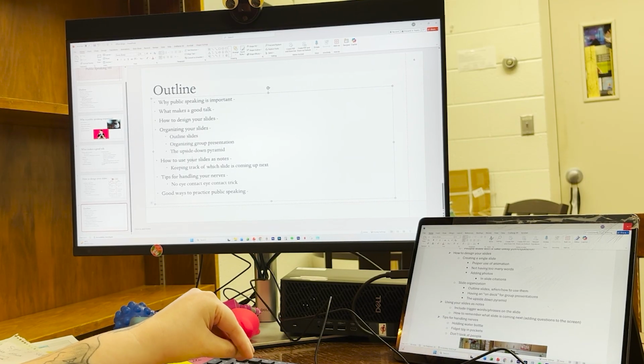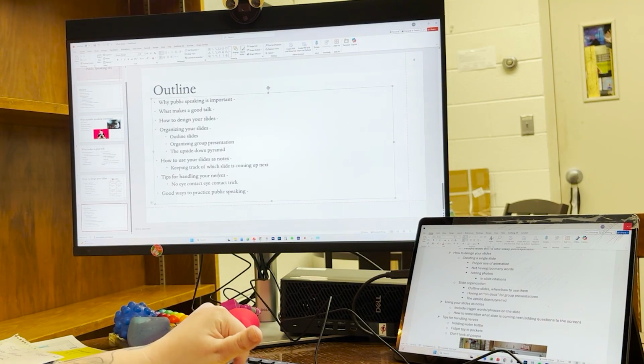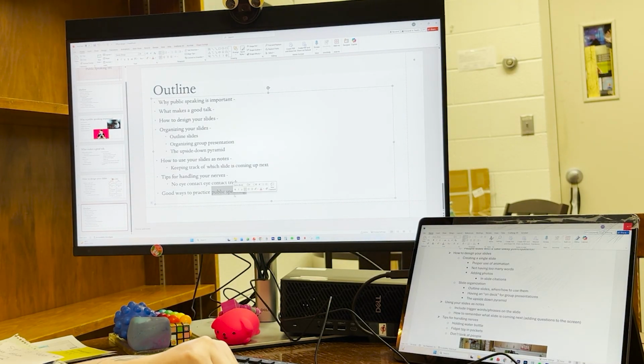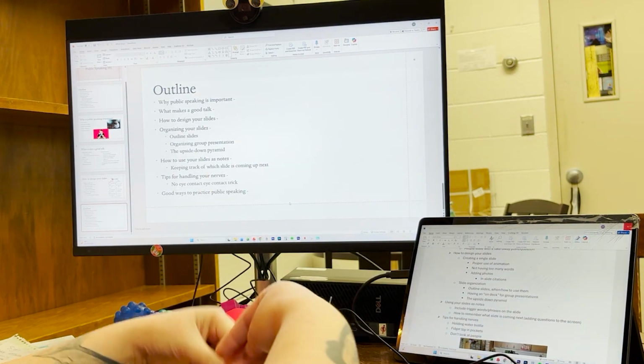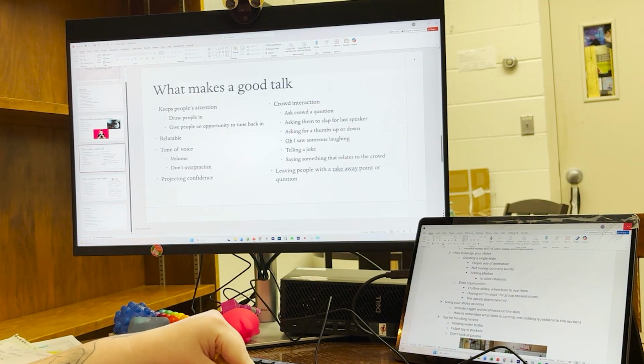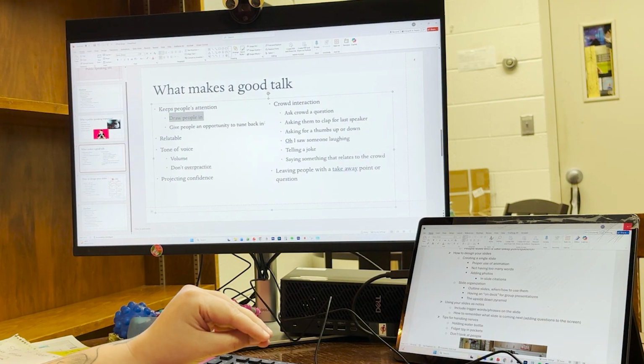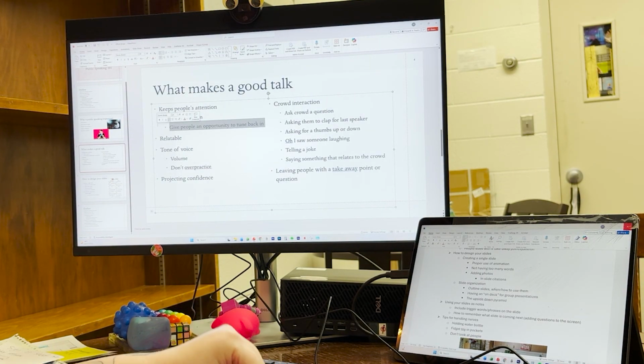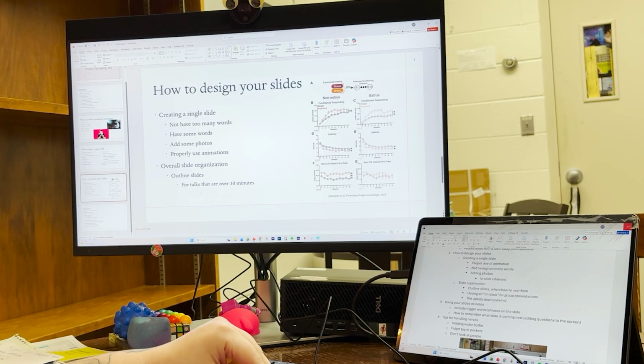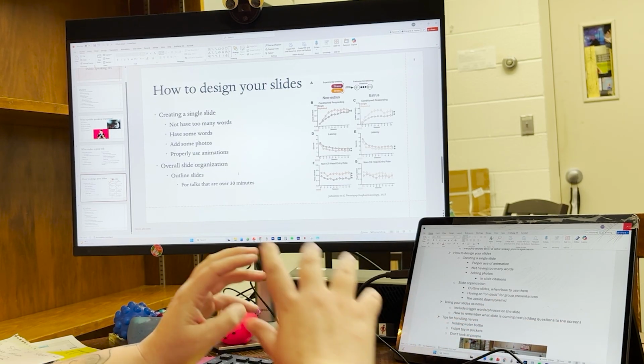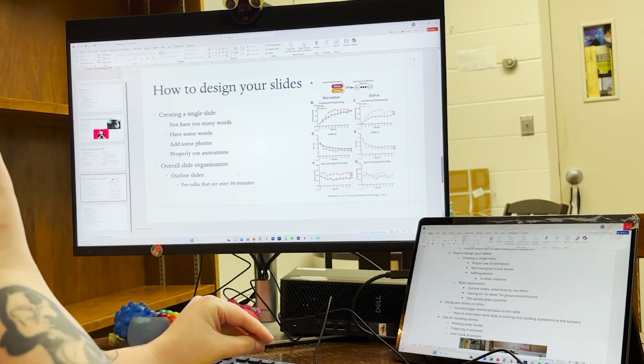Where we're going next is how to use your slide as notes, some tips for handling your nerves, and good ways to practice public speaking. So this can be another really useful way to, once again, draw people in and give them an opportunity to tune back in. So if your talk is going to be longer than 30 minutes, I recommend having an outline slide.